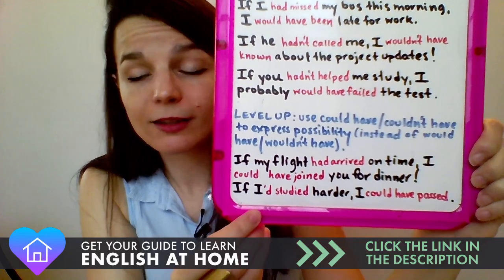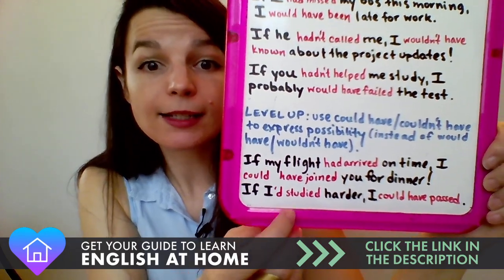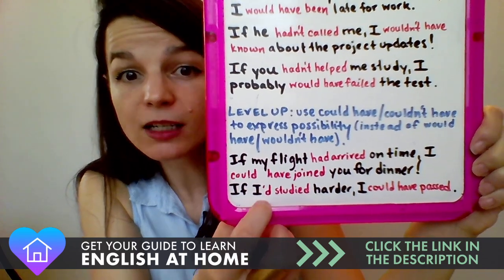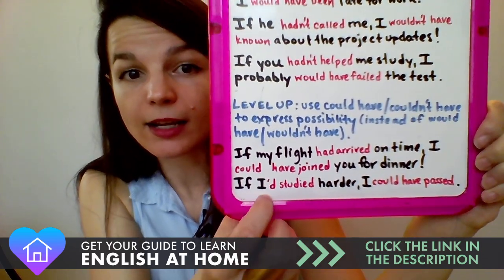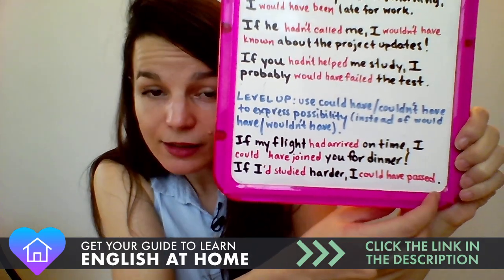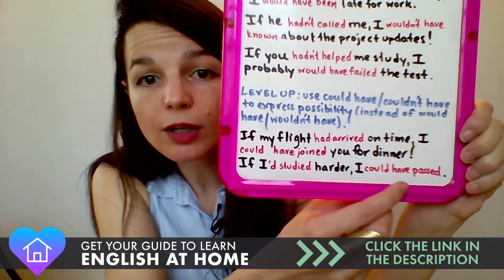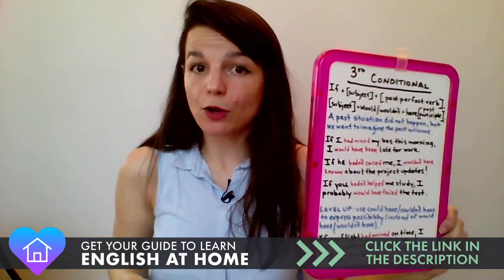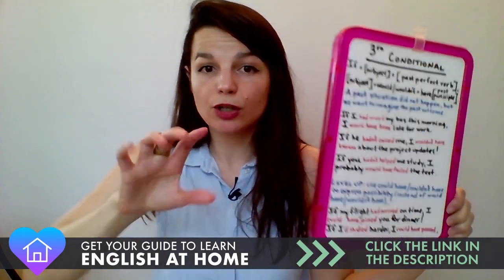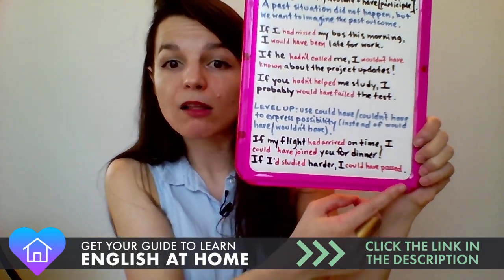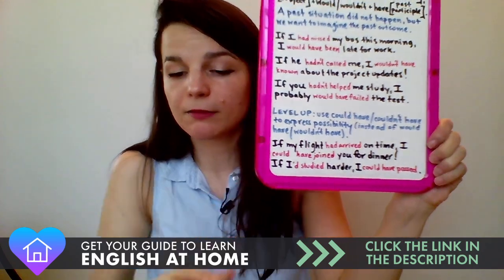Then, someone said earlier, I think it was Hassan, who had a question about this. If I had studied harder, if I'd studied harder, I could have passed the test. So we can use could and couldn't in the main clause. A big takeaway for today is that you need to make sure you use those could and would and will and won't in your main clause, not in the if clause.